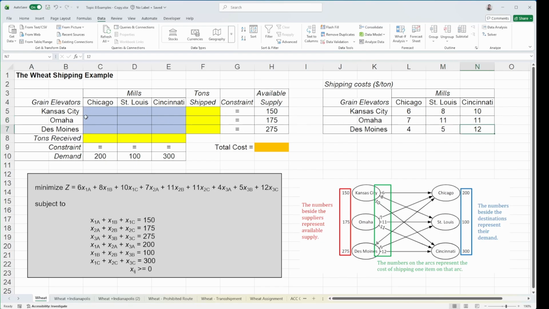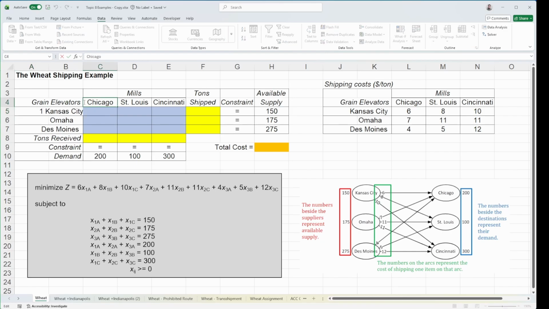And on the left, we have a similar table, but it is used to store the variable values. Right? So each blue cell corresponds to a variable. For example, here, this will be X1A, right? Because the ID for Kansas City is 1.